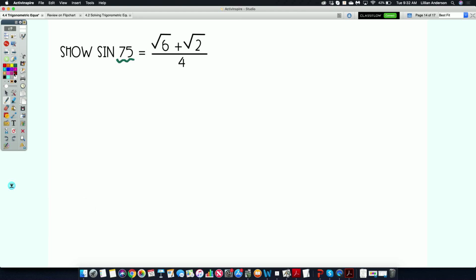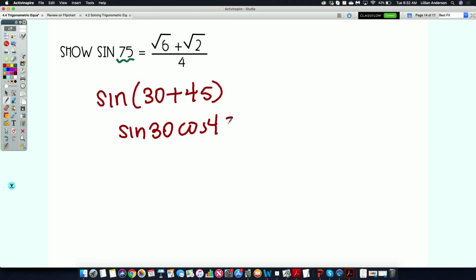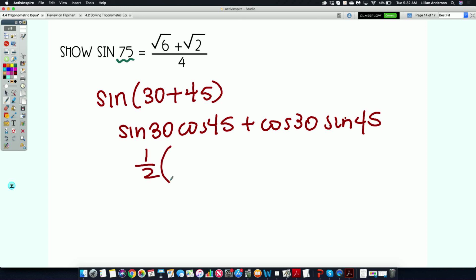Doesn't matter what two angles you use as long as they add to give you 75 or subtract to give you 75 and they're on your unit circle. That's the only way this is going to work. So if you use 30 and 45, that definitely works. When you're adding them together, that means I need to use the sum one of the compound angles. So that becomes the sine of 30 cosine of 45 plus the cosine of 30 times the sine of 45. And then again, you use your knowledge of your unit circle to find your angles. The sine of 30 degrees is? The cosine of 45 degrees is? The cosine of 30 degrees is? And the sine of 45 degrees is?